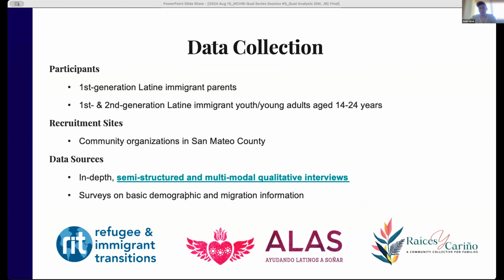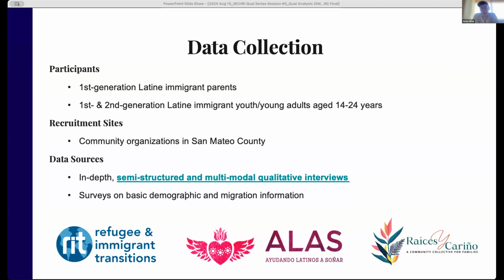Thank you, Annie. So I'll quickly go through the data collection so we can spend a little bit more time on the data analysis portion of the presentation. We recruited first-generation Latina immigrant parents and caregivers, and first and second-generation Latina immigrant youth and young adults ranging from 18 to 24. We recruited folks through our community partners, with most of our participants coming from our primary community partner, ALAS, Ayudando Latinos a Soñar. But we also want to recognize that we've worked with Refugee and Immigrant Transitions and Raíces y Cariño.